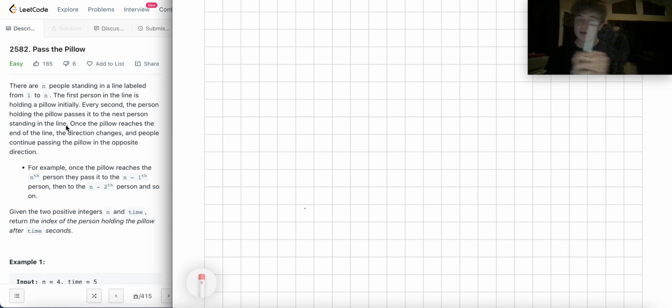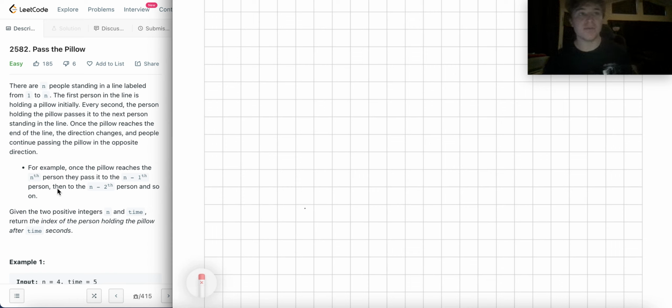So you can kind of just see how it alternates, right? The pillow starts in one position, it moves all the way over until it reaches the end, and then it moves all the way back, and it keeps doing that until you run out of time and you determine what position you're going to be in. Okay, so for example, once the pillow reaches the nth person, so that's the final person, they have no one to their right to give it to, like I said, so they're going to pass it to the nth minus 1 person, so they're going to pass it to the left. And so then the nth minus 1 person is now going to respect that direction, and they're going to give it to the nth minus 2th person, and so on.